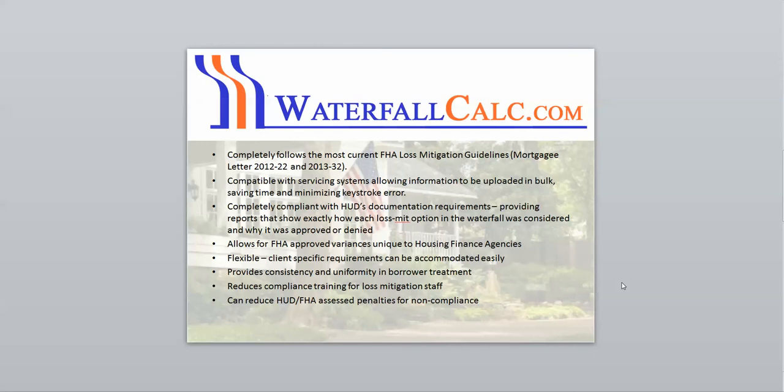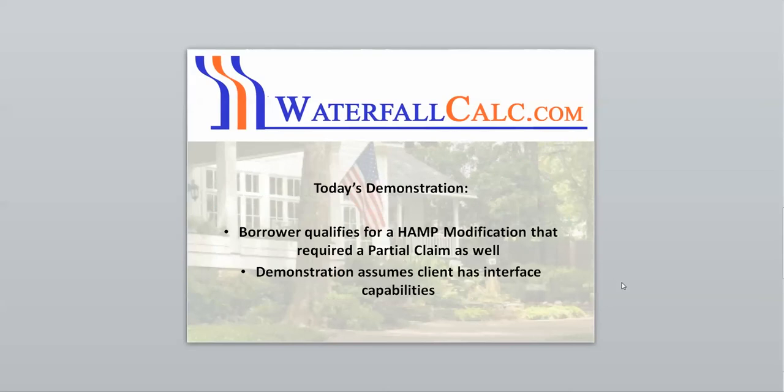in the waterfall was considered and why it was approved or denied. It allows for FHA-approved variances unique to housing finance agencies. It's flexible, client-specific requirements can be accommodated easily. It provides consistency and uniformity in borrower treatment, which is very important. It reduces compliance training for loss mitigation staff, and it can reduce FHA assessed penalties for non-compliance.